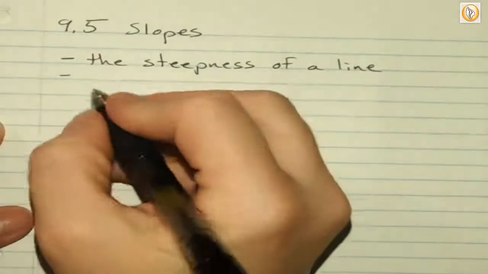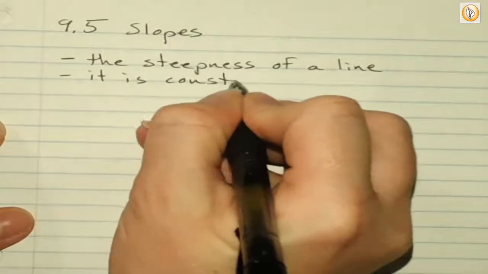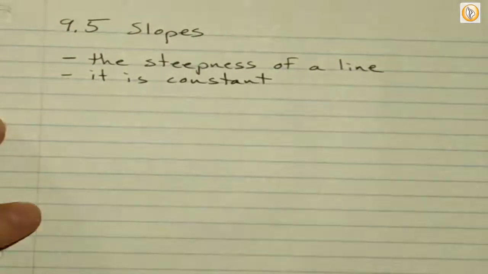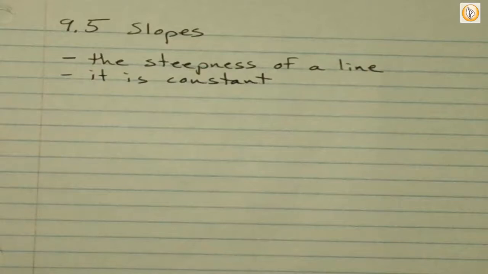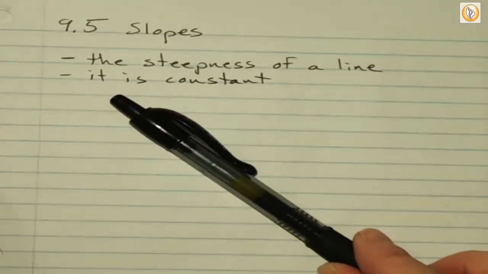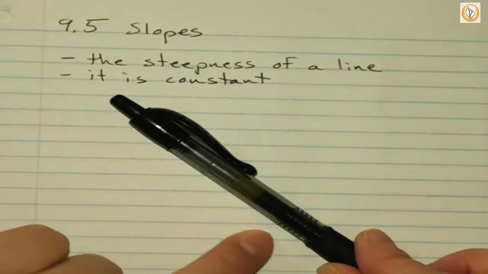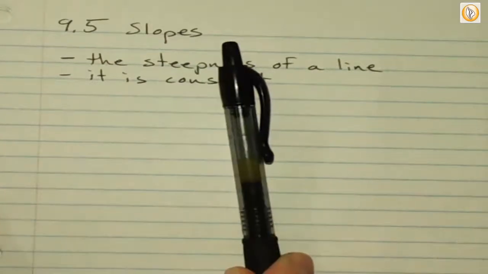The next thing you need to know is it is constant. That means the slope doesn't suddenly change. The slope of this pen will never change from right here, here, here, here. It's not going to do this and then all of a sudden do that.